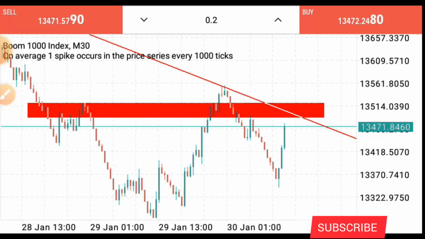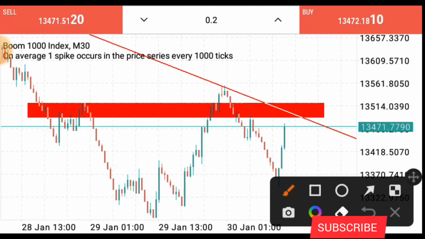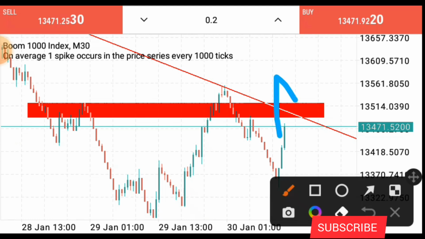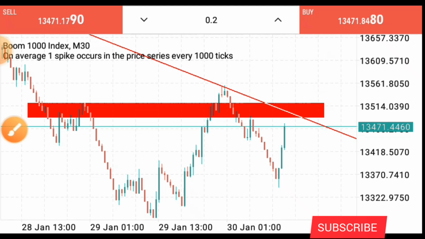What I'm expecting price to do now is to go to this area and then start bouncing down again. But if it doesn't, because the overall trend of the market currently is an uptrend, there might be the possibility that price will go up, retest, and then continue going up. So these are the two ways price is currently going to react in the market.